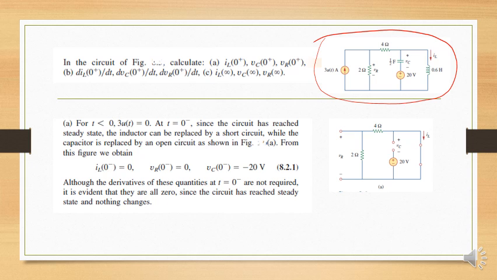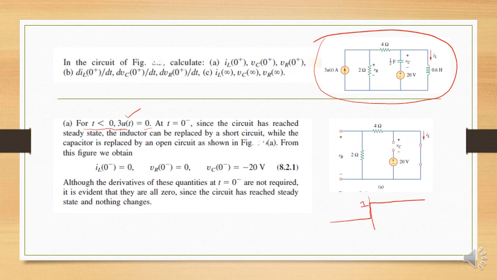In the first step, for t less than 0, as we know, this unit step function is 0. The unit step function states that for t less than 0, its value is 0, and for t greater than 0, its value is 1. This is u of t, right? So at t of 0 negative, the circuit has reached a steady state. The inductor can be replaced by a short circuit and the capacitor by an open circuit, all the same things we have discussed previously, and these are practically implemented in this circuit.